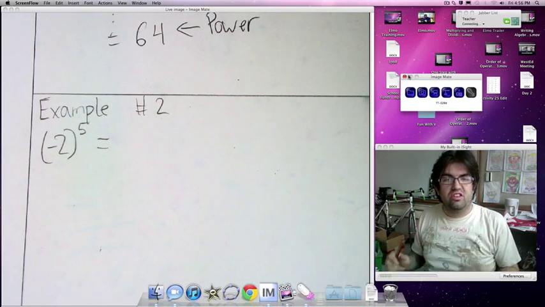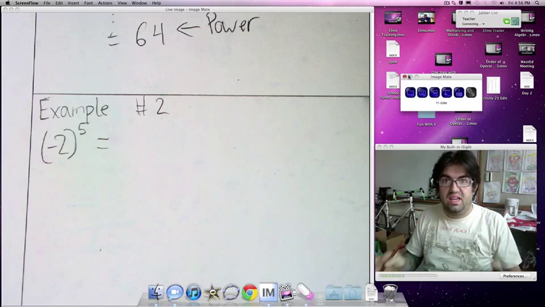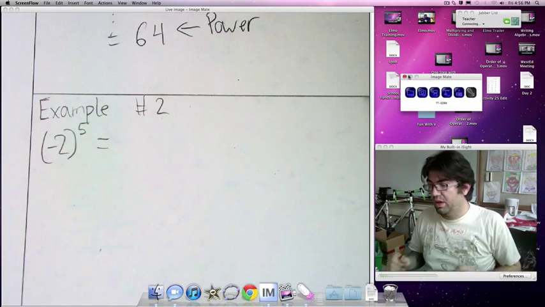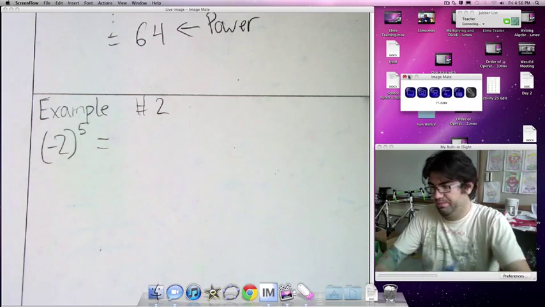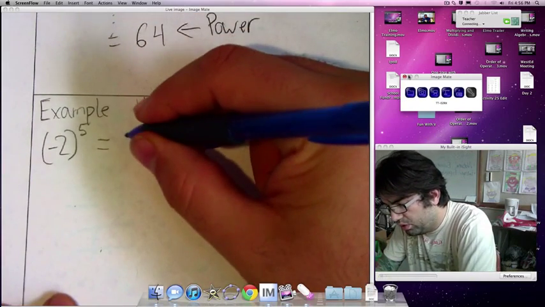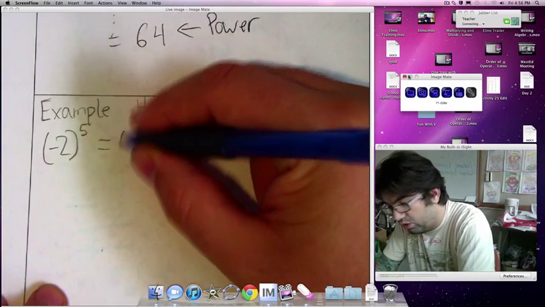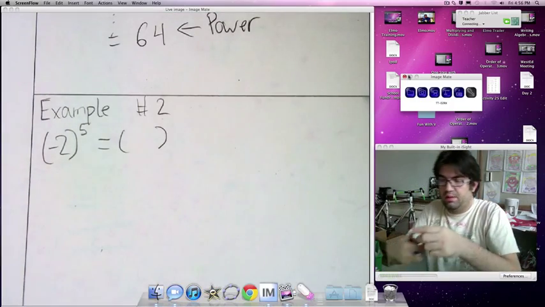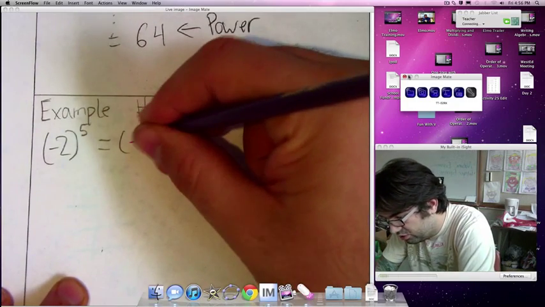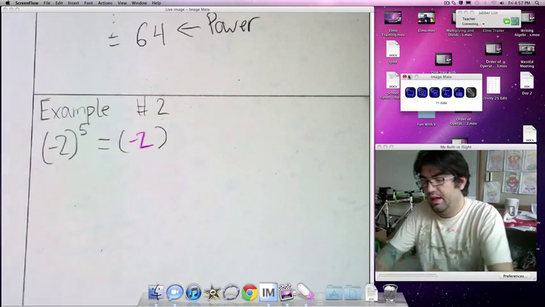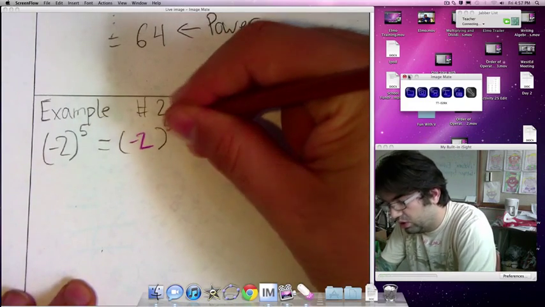-2 in parentheses, and those parentheses are a big deal, and you'll see that in example number 3. -2 raised to the 5th power. Well, I'm going to rewrite this. So I'm rewriting, as always, my first step. And I'm putting parentheses in pencil. The base, that's -2, in one color. The exponent in a different color.